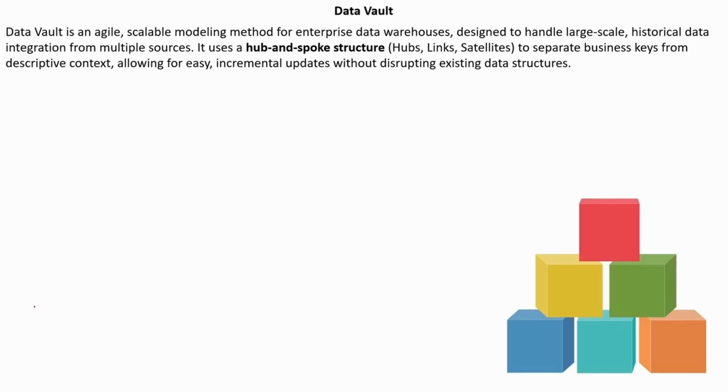If I go to the definition, Data Vault is an agile, scalable modeling method for enterprise data warehouses designed to handle large-scale historical data integration from multiple sources. It uses a hub and spoke structure. This structure has three core components, those are hubs, links, and satellites. We will come into that one by one in a minute or so. It separates business keys from descriptive context, allowing for easy incremental updates without disrupting your existing data structure.